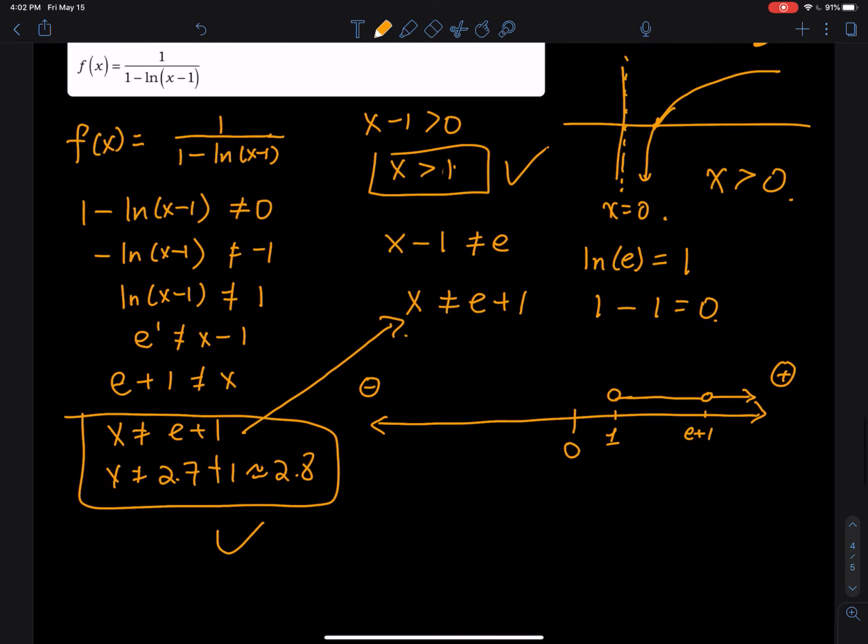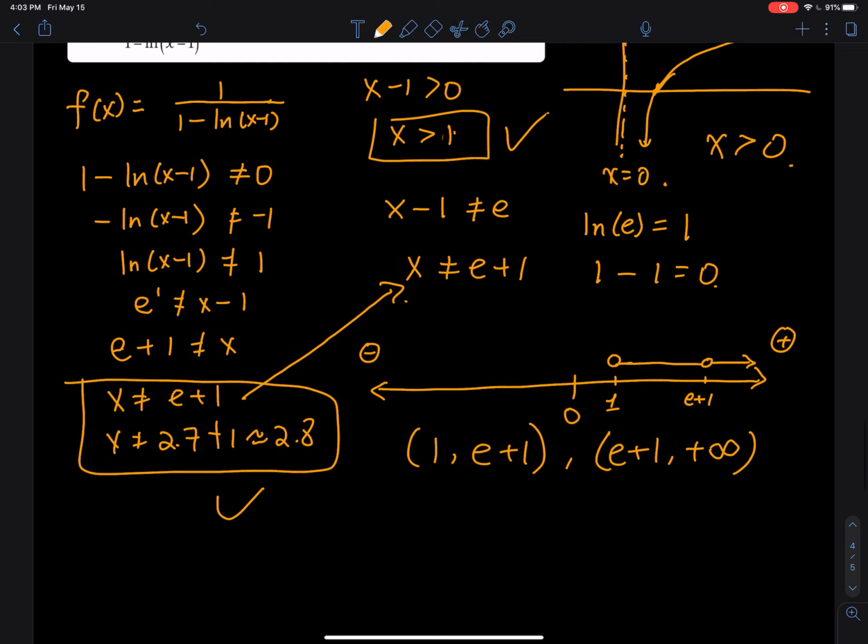So the domain, using interval notation, is from x equals 1 to e plus 1, and then open parenthesis from e plus 1 to positive infinity. We use open parentheses because x cannot be equal to 1 and cannot be equal to e plus 1. And then for the infinity, we don't know what exactly that value is. We always use infinity. All right, the domain is done.